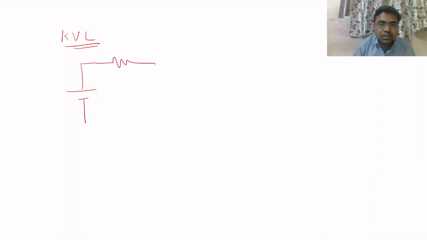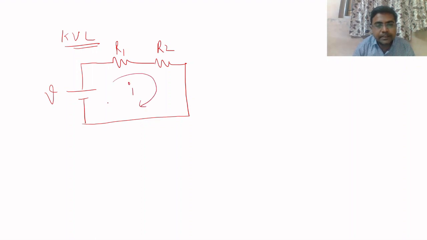So let's understand KVL with one example. Say we take a very simple circuit with one source in series with two resistors. The voltage source is V and the two resistors are R1 and R2. The current flowing through this is I. As we mentioned earlier, wherever current enters any resistor, we have to assign positive there and negative on the other terminal. Similarly, positive here, negative on the other terminal.